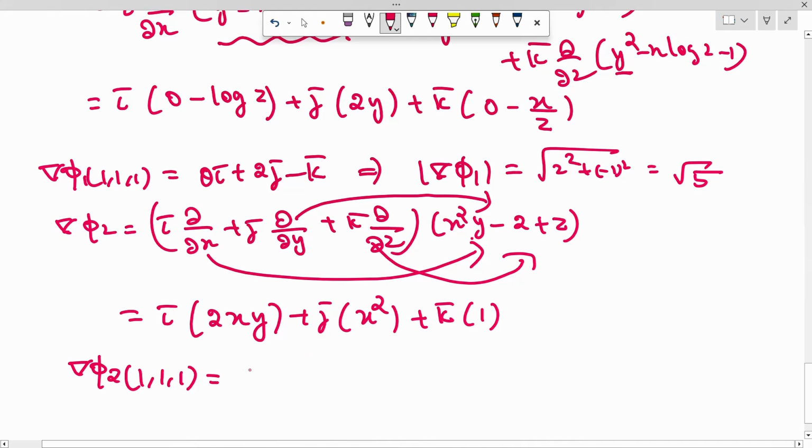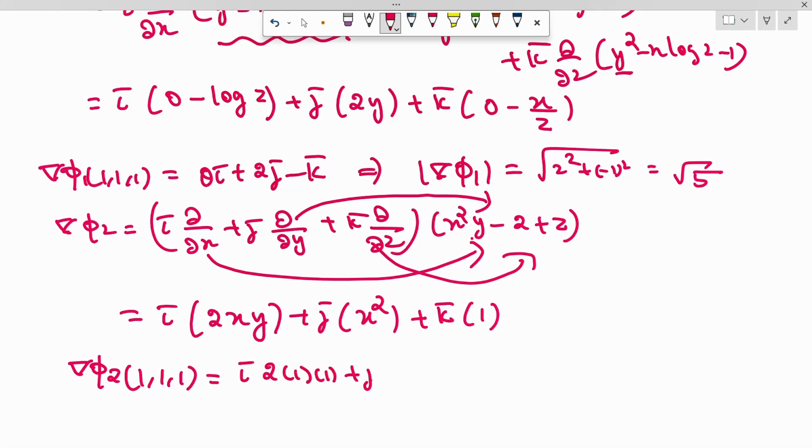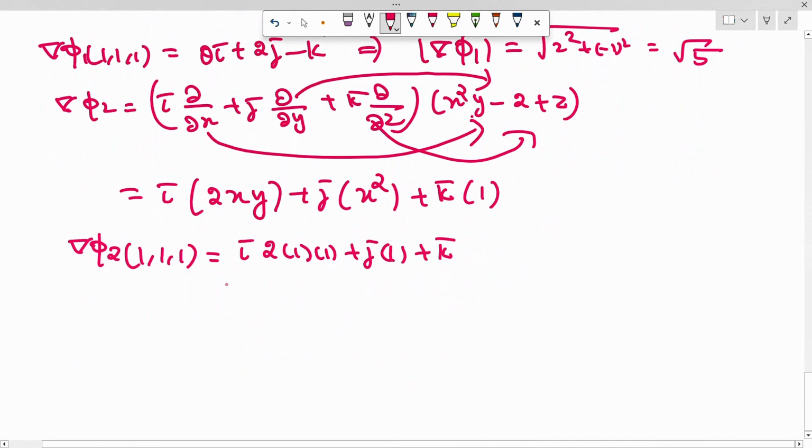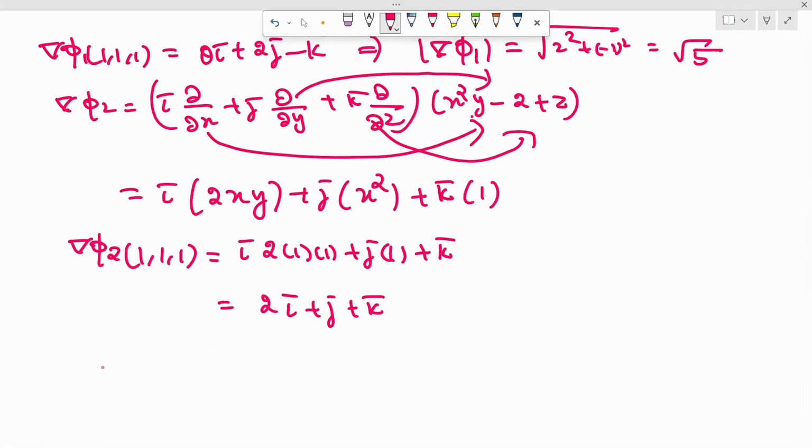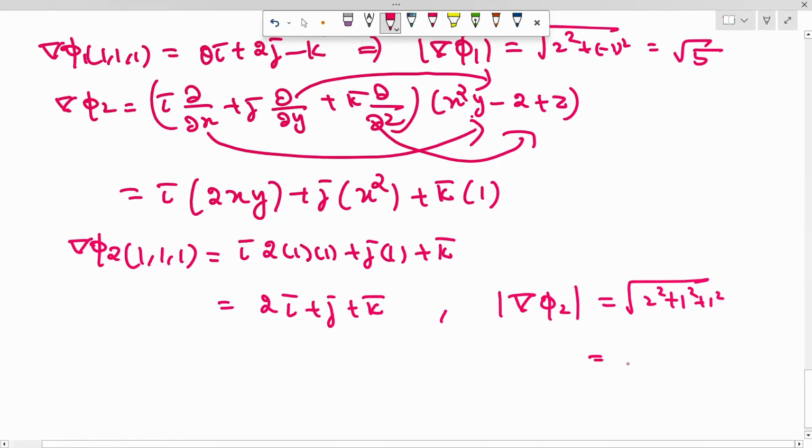With x, y, z values 1, we get i vector into 2 into 1 into 1 plus j vector into 1 square, that is 1, plus k vector. So we can write 2i plus j vector plus k vector. From this, the modulus of del phi 2 equals root of 2 square plus 1 square plus 1 square, root of 4 plus 1 plus 1, which is root 6. Now substitute all the values in the formula.